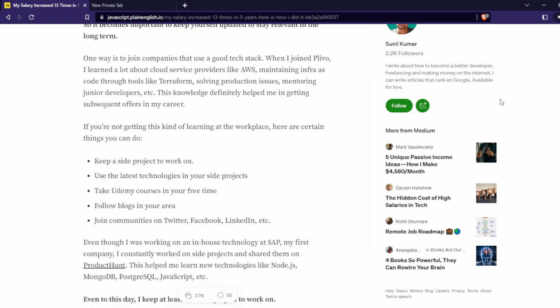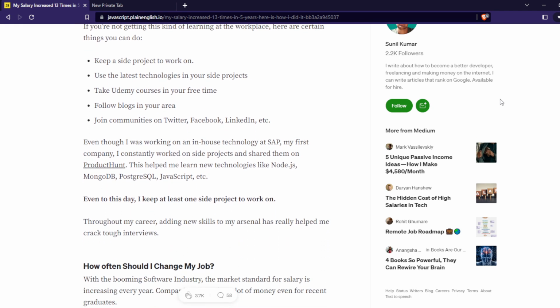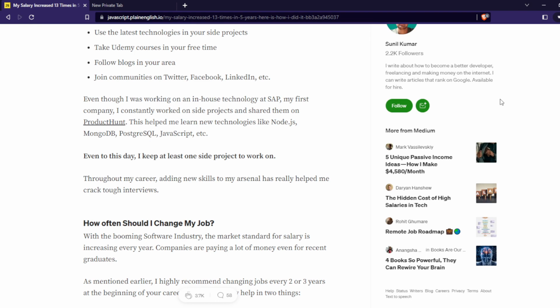Use the latest technologies in side projects. Take 20% of your time. Join community services, etc. Even though I was working on a huge tech stack, I built consumer projects and shared them on Product Hunt. They helped me learn new technologies like Node.js, which I have had to work on throughout my career. Adding new skills to my profile has really helped me crack interviews.